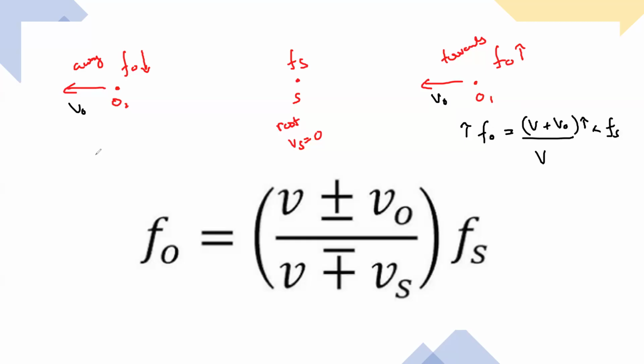And what about the observed frequency? It has to be decreased. So in that case, it will be V minus V naught into Fs. So the opposite will happen. That's why you can see the signs here. It's written plus minus and here it is minus plus.